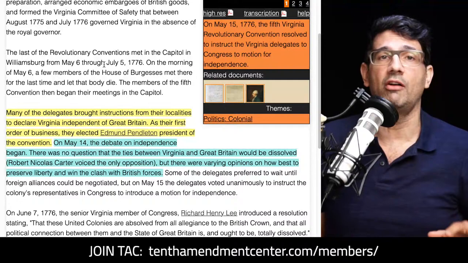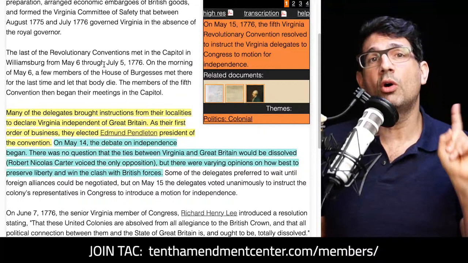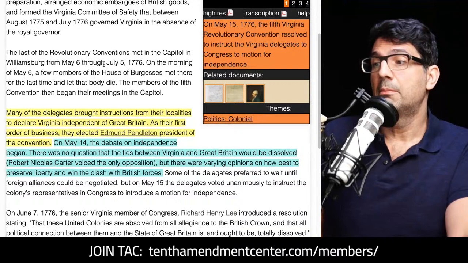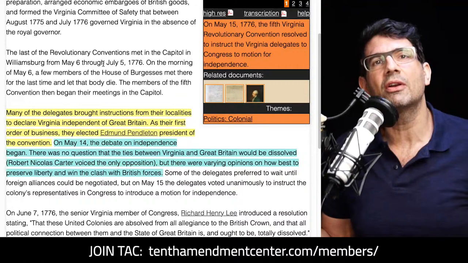Virginia was totally there. There was only one person in opposition, a guy named Robert Nicholas Carter, who I know absolutely nothing about other than that. But there were varying opinions on how best to preserve liberty and win the clash with British forces. This is a very important strategic note.